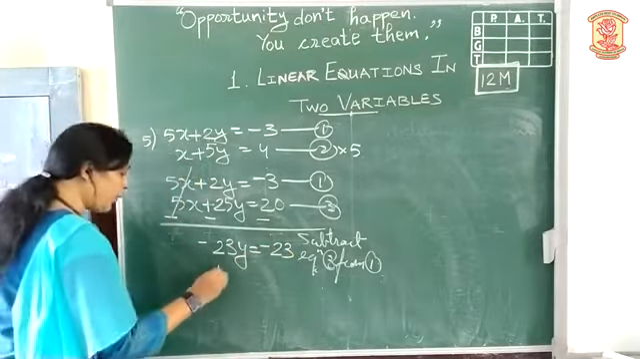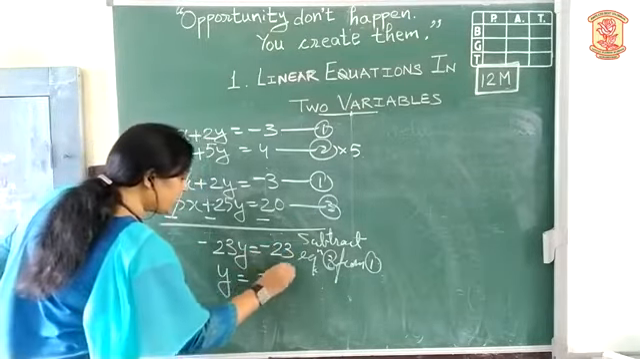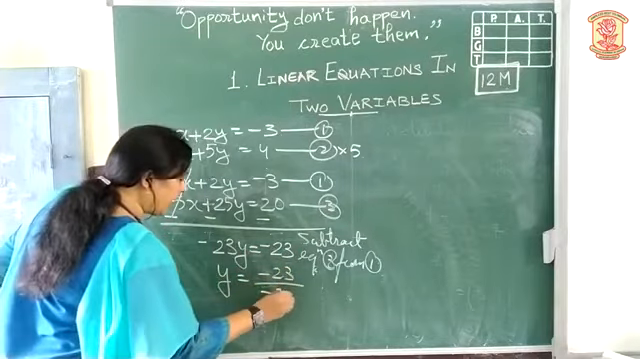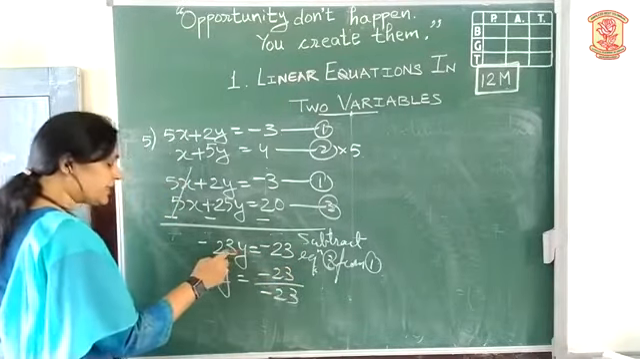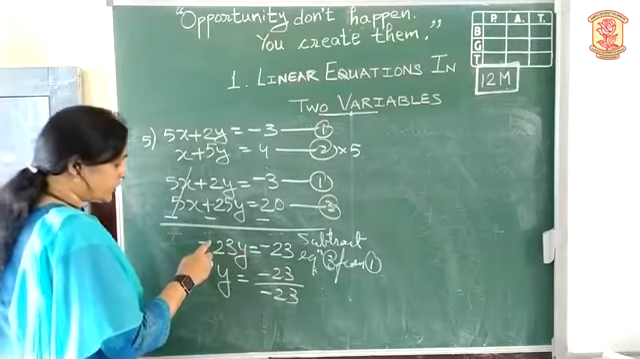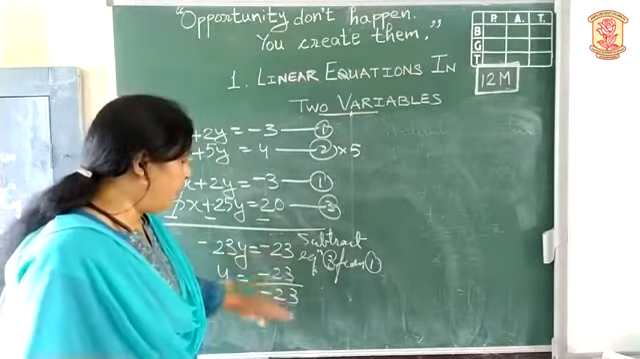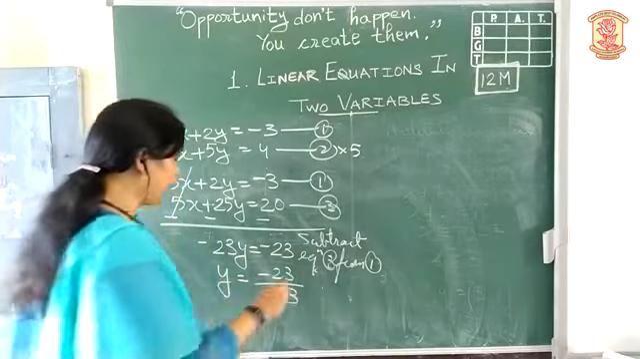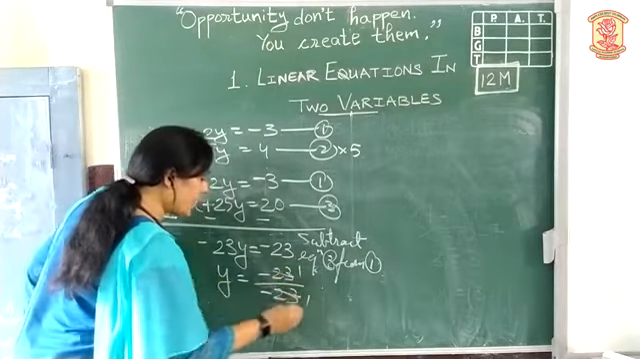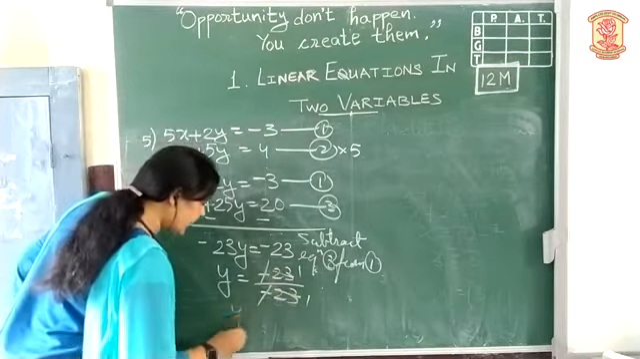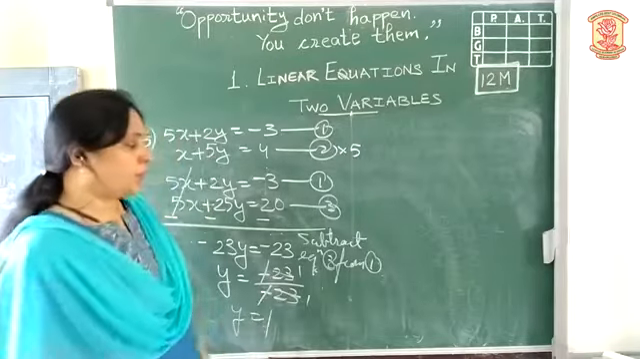So what is the value of y? y will be minus 23 upon minus 23, because y is multiplied by minus 23. So minus 23, when it comes on the right hand side, it becomes upon, divided by minus 23. 23 ones are 23, minus minus cancels. So the value of y is 1.